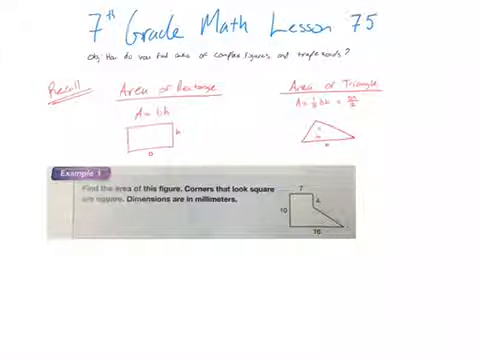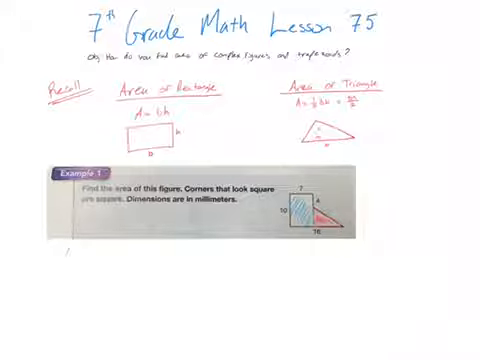It says, find the area of this figure. Corners that look square are square. Dimensions are in millimeters. So we need to find the area of that. I don't necessarily have a formula for that, but I notice that if I cut it like this, I can have a rectangle, this blue rectangle here, and then this red triangle here. So if I find the area of those two different pieces, then I just have to add them together and I'll find the area of the whole thing.